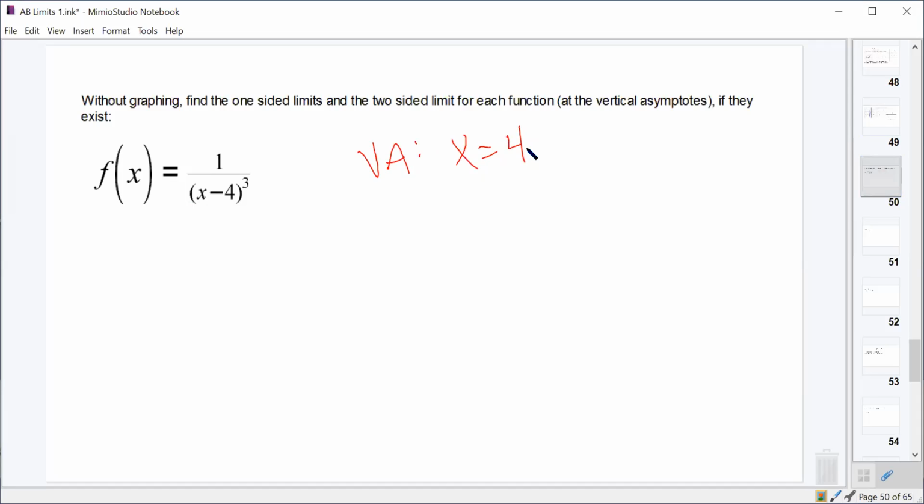So what are we going to do? The limit from the left or the limit from the right first? I'll leave it up to you all. Limit to the left, I guess. All right. The limit as x approaches 4 from the left of 1 over x minus 4 cubed. Let's think about what happens when we plug in a number very close to 4 but from the left side. What's a number that's very close to 4 on the left-hand side of 4?